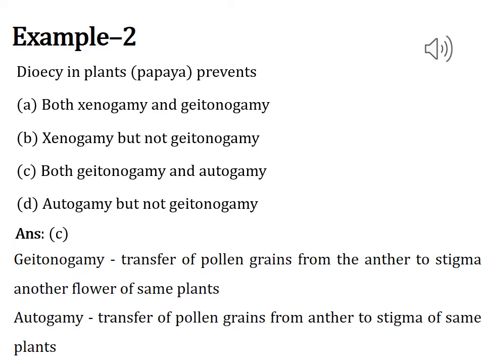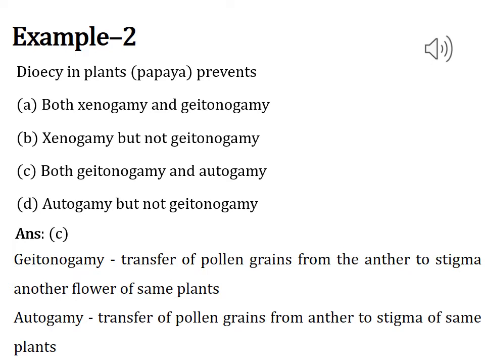Why? I'll tell you later. First, we should know the definitions of geitonogamy and autogamy. What do you mean by geitonogamy? The transfer of pollen grains from the anther to the stigma of another flower of the same plant. This is the definition of geitonogamy. Just keep in mind. When it comes to autogamy, it is the transfer of pollen grains from the anther to the stigma of the same flower. This is the definition of autogamy.